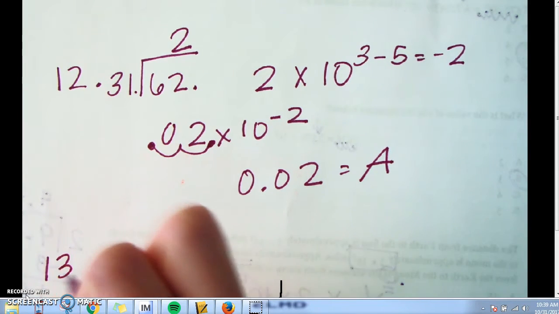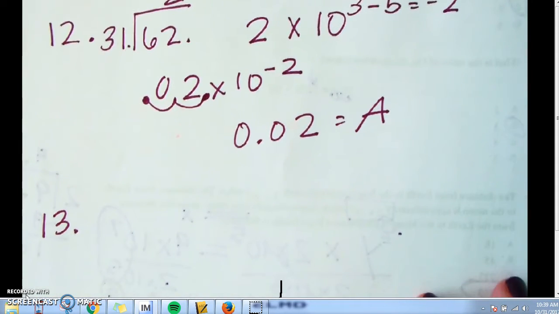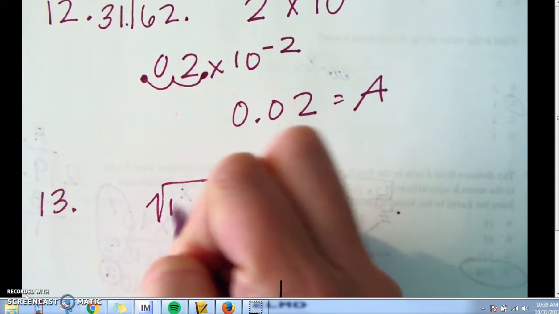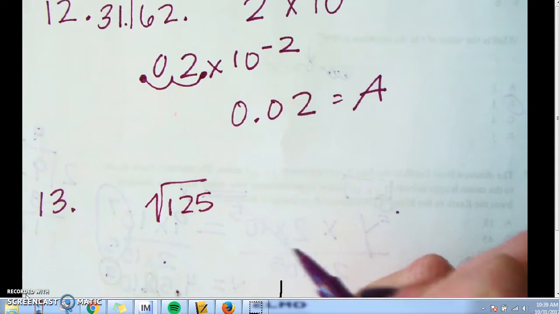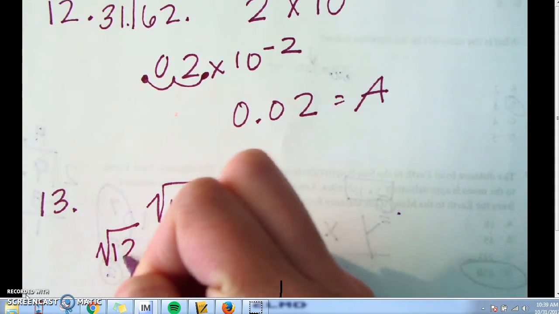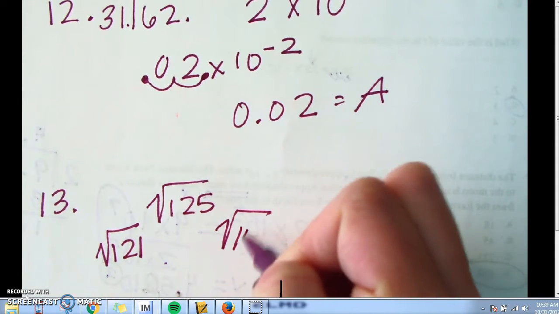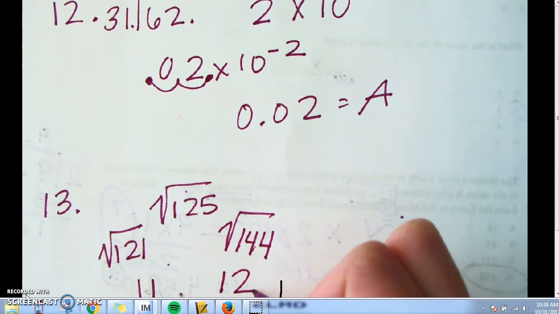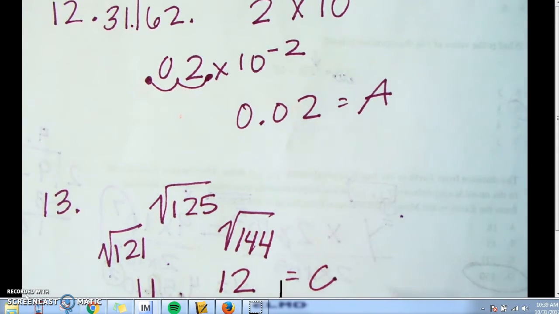Number 13, and I'll show you these on the paper in a second because I kept talking and the video cut off. The square root of 125 is between which two integers? Well, I know it's between 121, which is a perfect square, and 144, which is a perfect square, which makes it between 11 and 12, which is answer choice C.